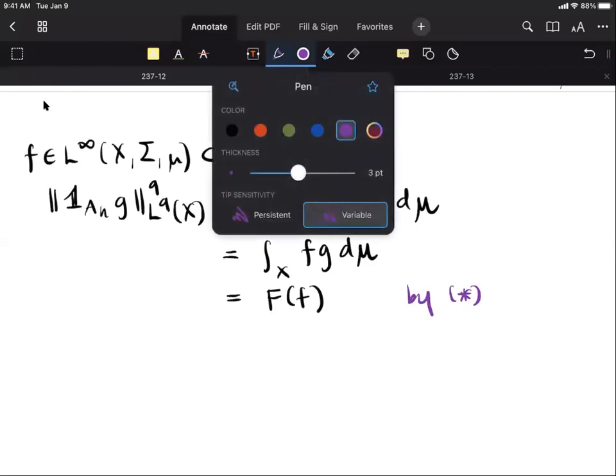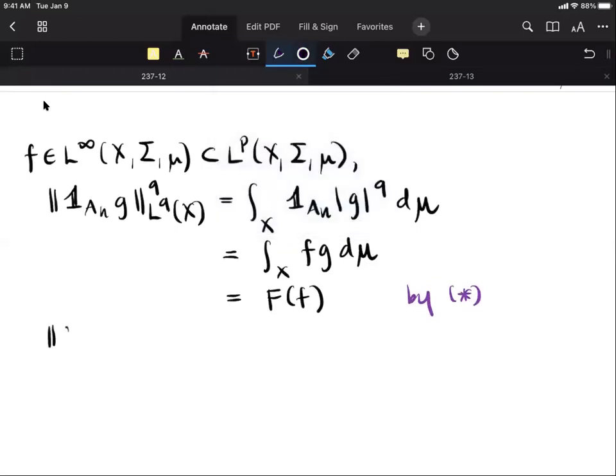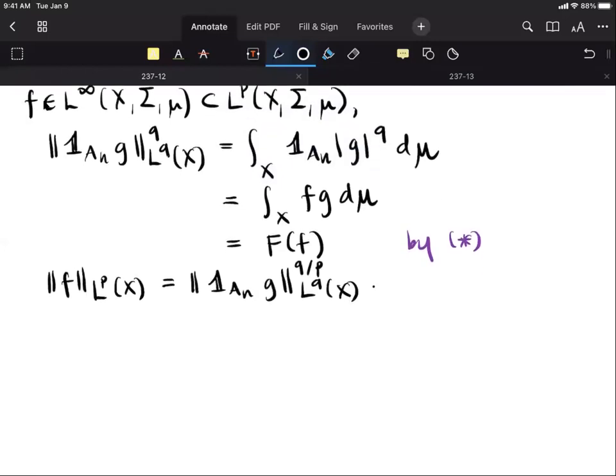And likewise, the LP norm of F. So you follow the proof before. This is the same as the LQ norm raised to Q over P. So the proof of this is similar to the Riesz theorem.